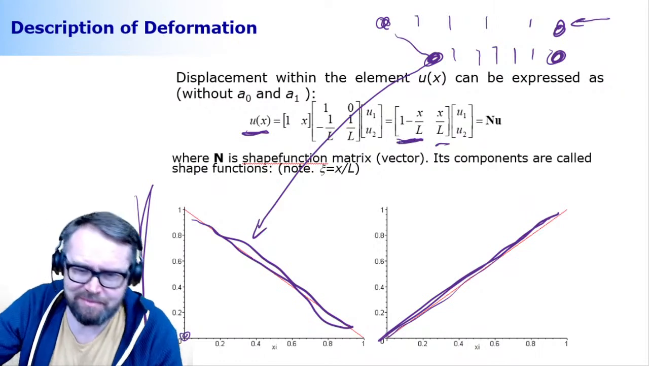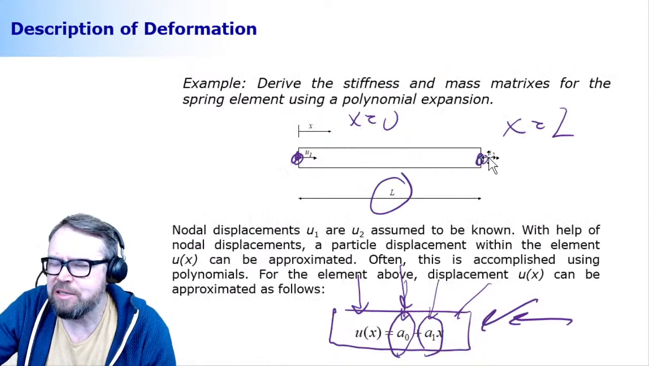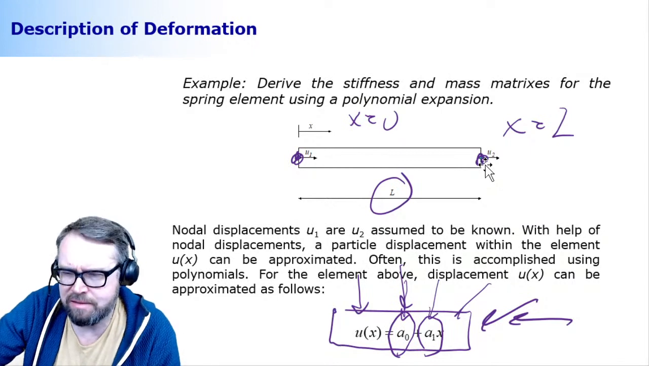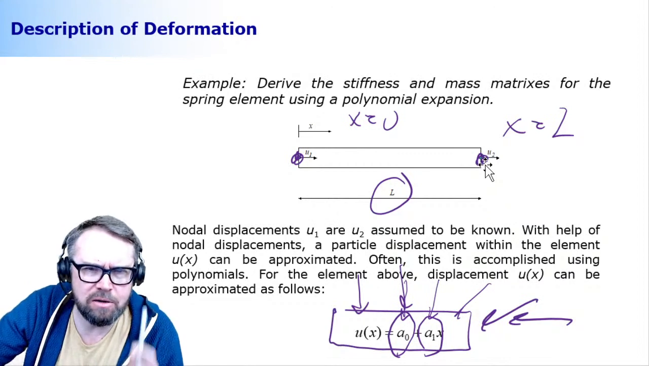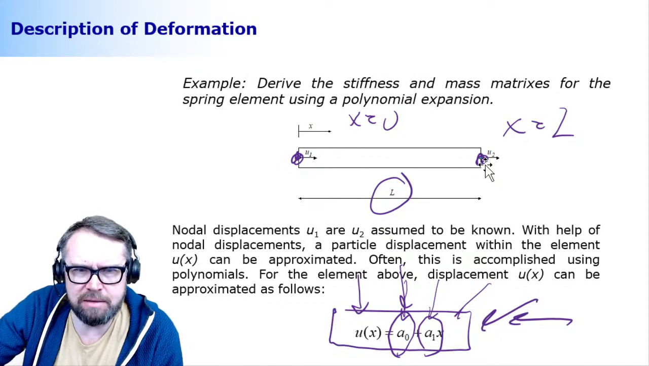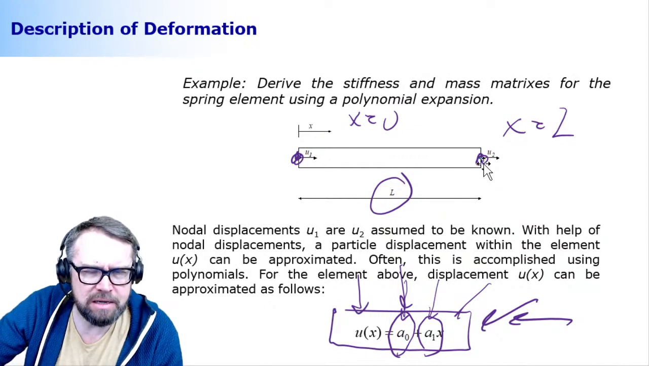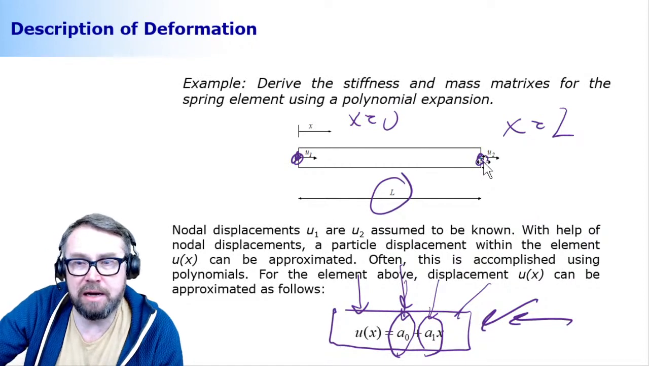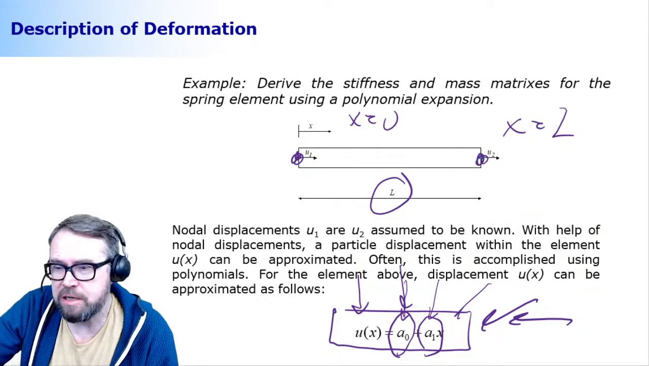Okay, time to summarize. This is important because all the finite elements have this kind of inner life where we are describing the particles between the nodal displacements. Every single one has this capability. And this is what tells how good an element is and what the capabilities of the element are. That's why understanding this polynomial expansion and the shape function is of utmost importance. So it's super important to understand this concept.